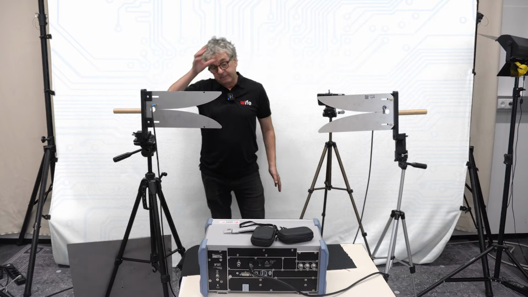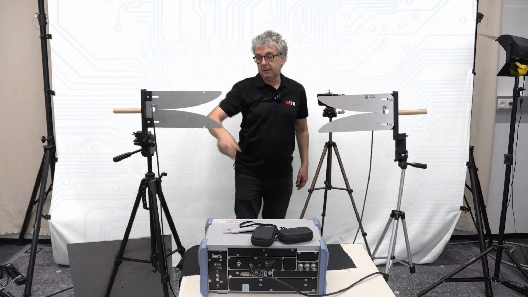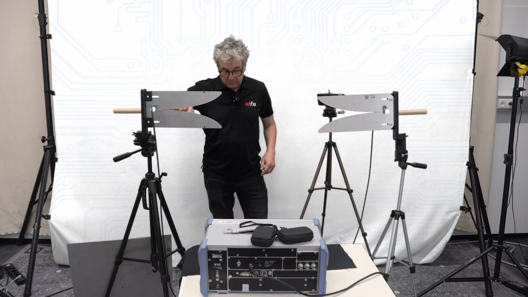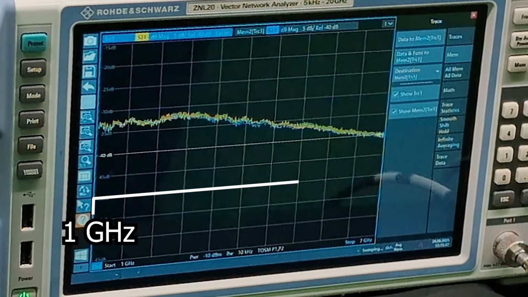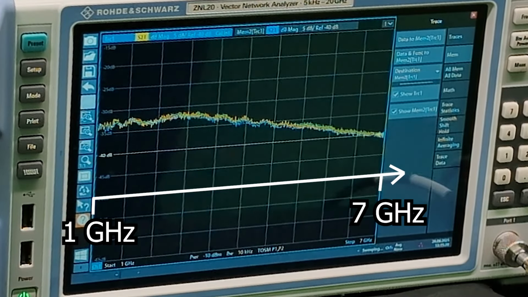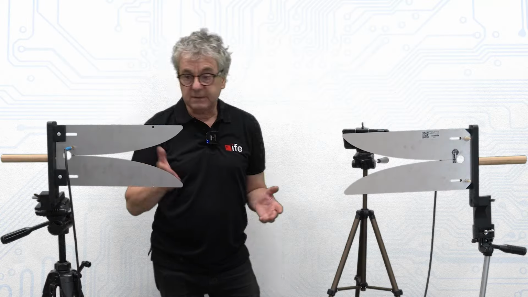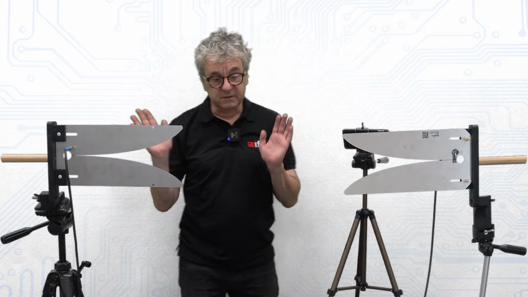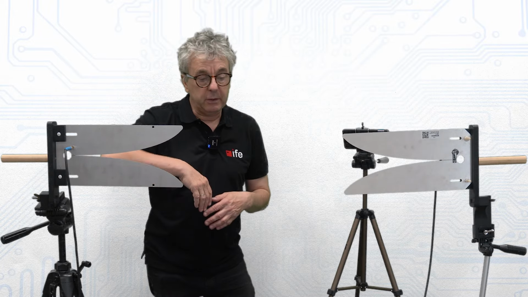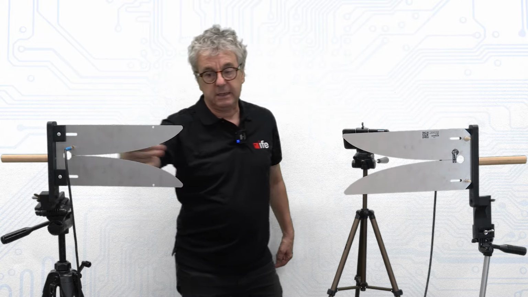Now we're going to show a part which demonstrates some of the theory. We have a test setup with one transmitting antenna and a receiving antenna, connected to a network analyzer. A network analyzer shows the signal transmission from one antenna to the other. We're going from 1 GHz to 7 GHz. The slight roll of the signal is a property of the propagation path, which is very clean. These antennas are so-called Vivaldi antennas. They are very broadband antennas and they radiate forward.